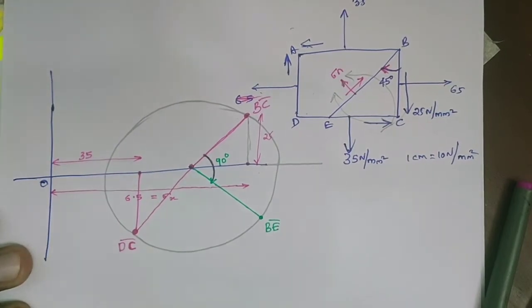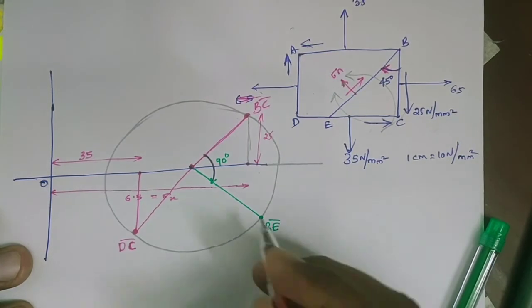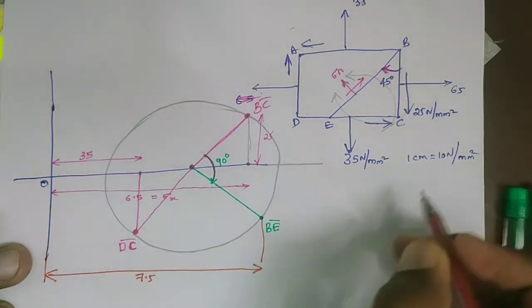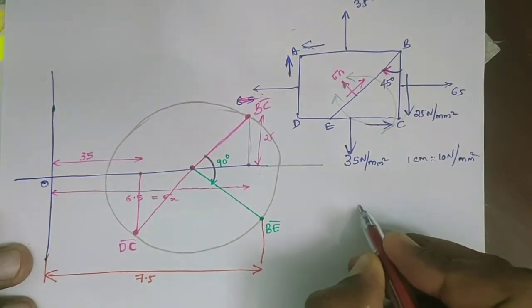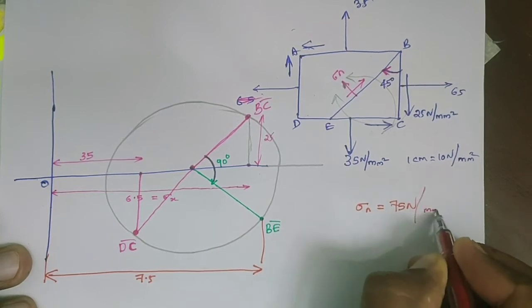So this is the BE plane, and we can calculate the normal stress on the BE plane. Measure this distance, and here this distance will be 7.5. So 7.5 into 10, 75. So sigma n is equal to 75 Newton per mm square.